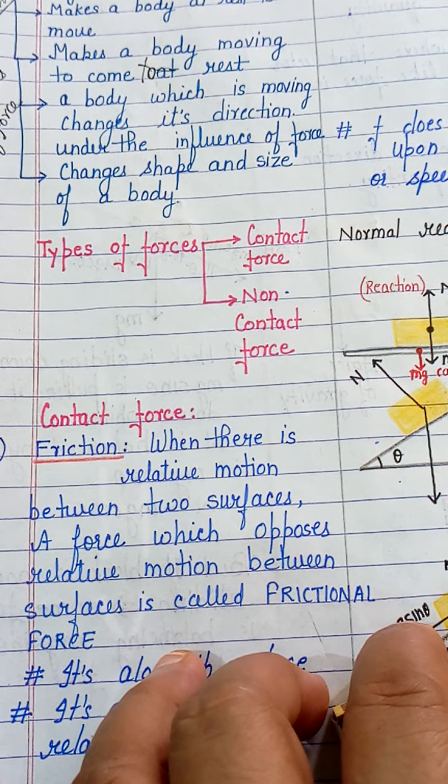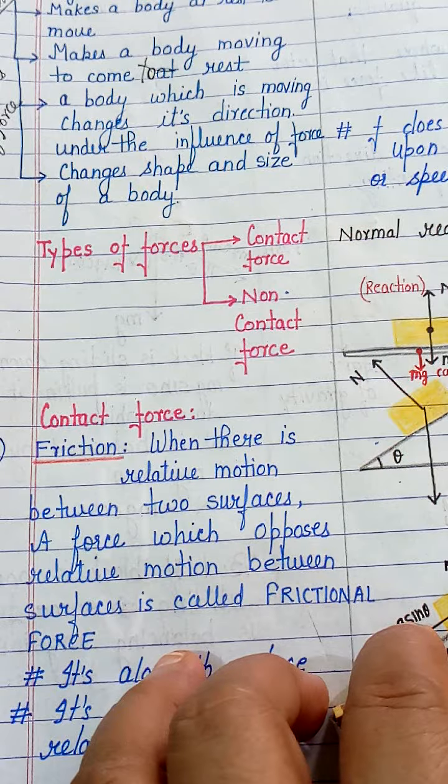not relative to a person who is standing on the ground. That person will say trees are at rest. But for you, the trees are moving just opposite to the motion of your train. This is called relative motion.